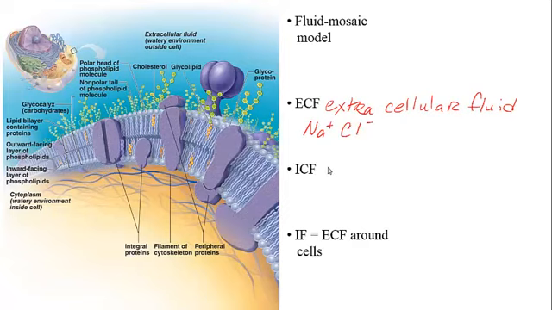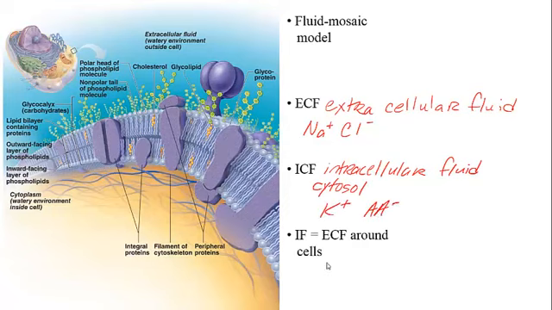The ICF is the intracellular fluid, so this is where we would find the cytosol, and it's going to contain potassium as well as negatively charged amino acids. The IF is a little different, and it's actually a part of the extracellular fluid. So I'm going to represent this simply here.